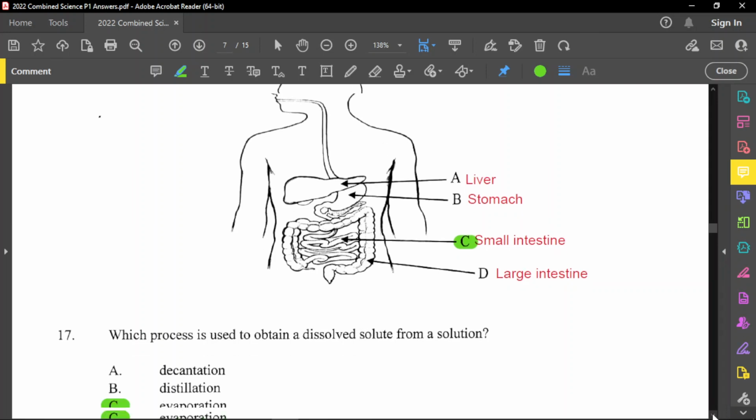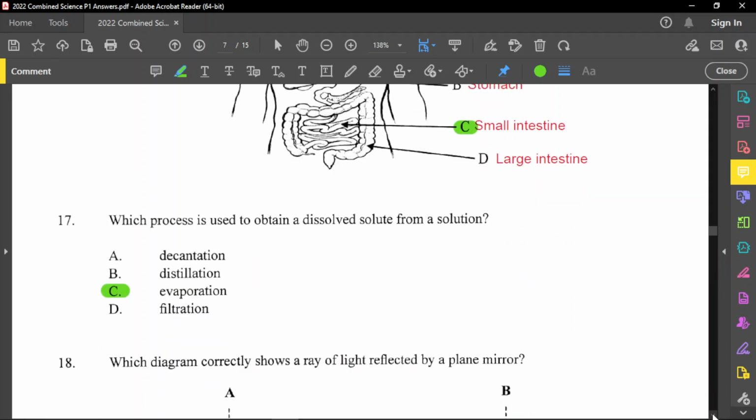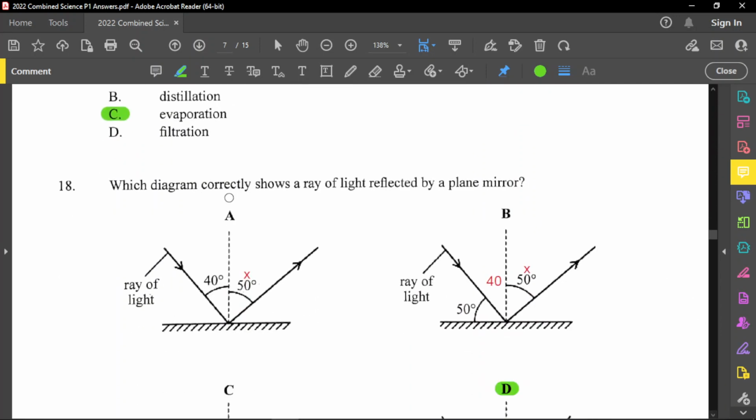Now, question number 17 is which process is used to obtain a dissolved solute from a solution? So you want to get the solute, for example, you want to get salt from water. And to get the salt from water, you do want to evaporate the water. So evaporation is the correct answer here. If you want to get the water, then you do distillation. And of course, you need to go through all of these processes of separation. Please make sure you know them. That's very important.